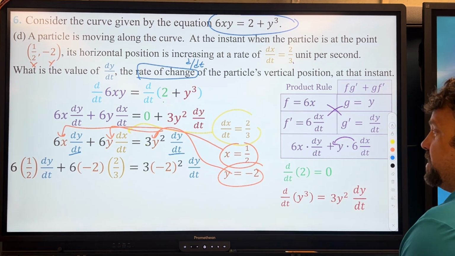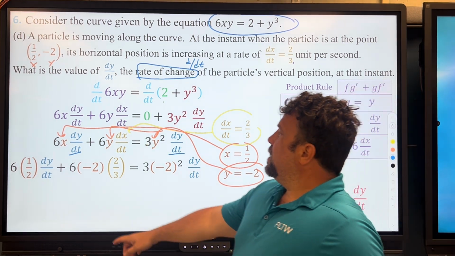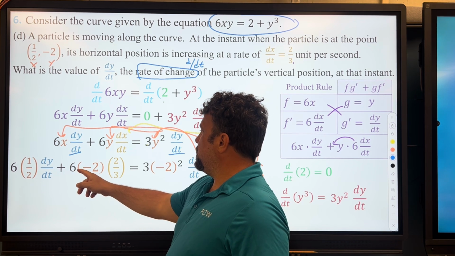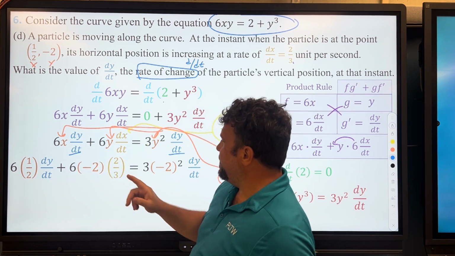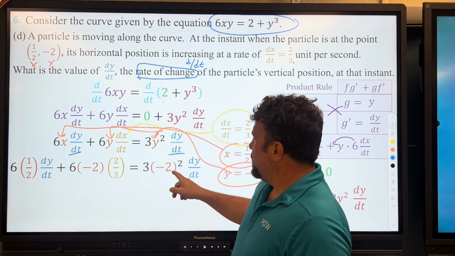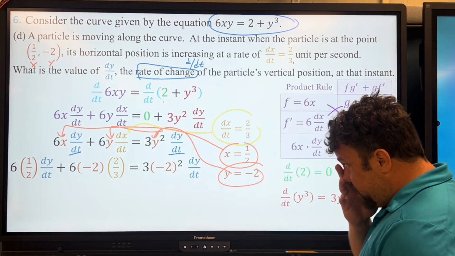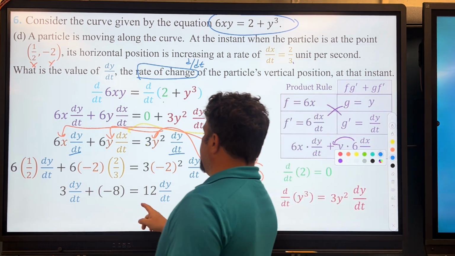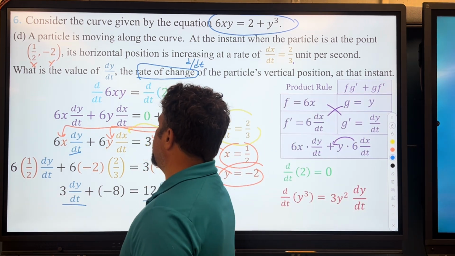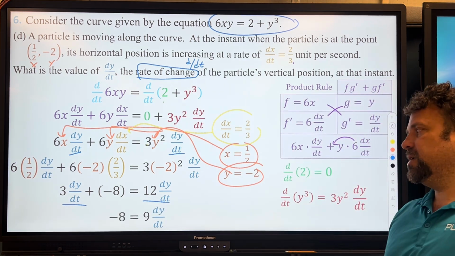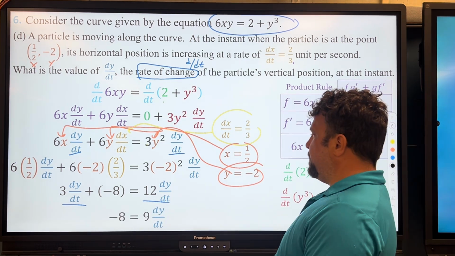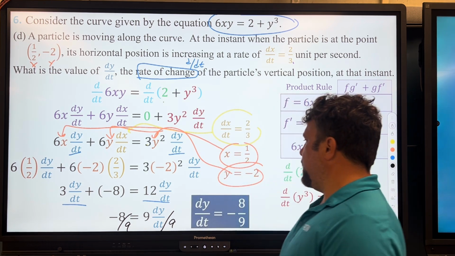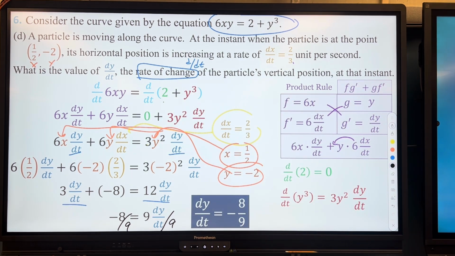6 times 1/2 dy/dt is 3 dy/dt. Then -4, -8. 3 times 4 is 12 dy/dt. We got it. Now, since we have 2 dy/dt terms here, we need them on the same side. We can subtract 3 dy/dt from both sides, giving us 9 dy/dt. Finally, divide both sides by 9, and you get dy/dt equals -8/9.